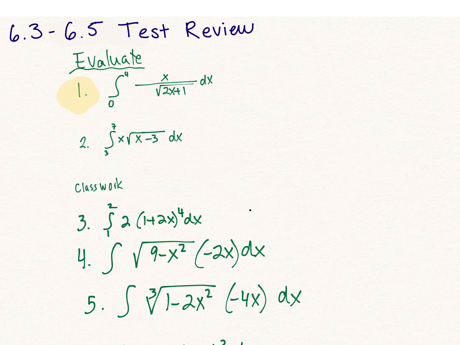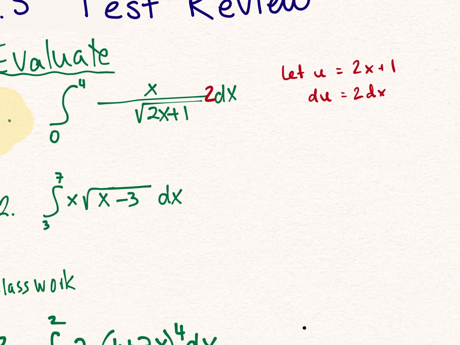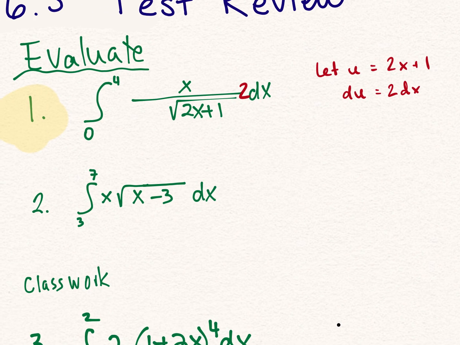So looking at number 1, I'm going to say let u equal what? 2x plus 1, perfect. So then du would equal the derivative of that, so that would be 2 dx. So I need to make sure I put a 2 in there so I can multiply by 2. That way I have 2 dx. If I multiply by a 2, I need to also multiply by 1/2 on the outside.